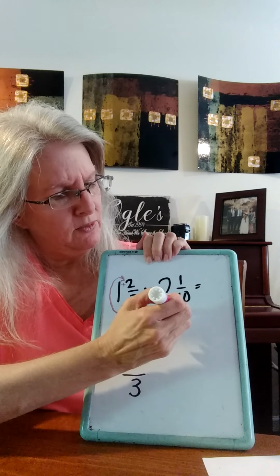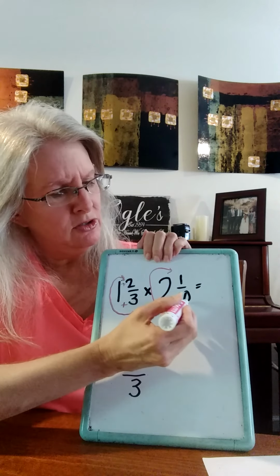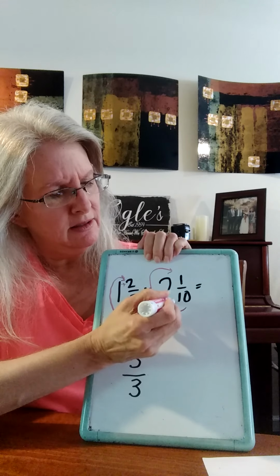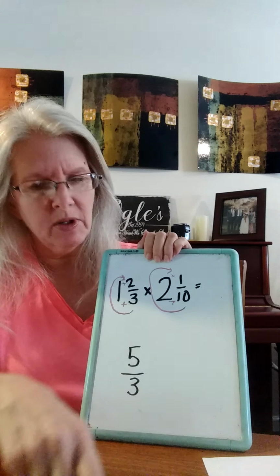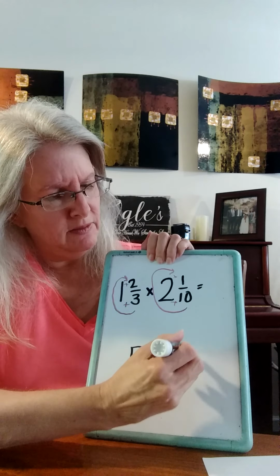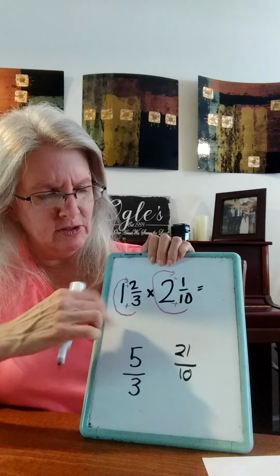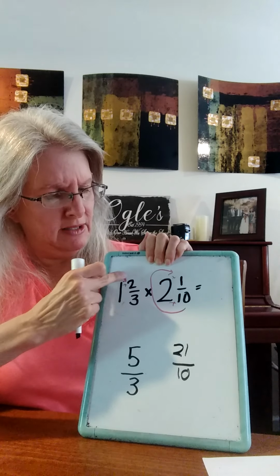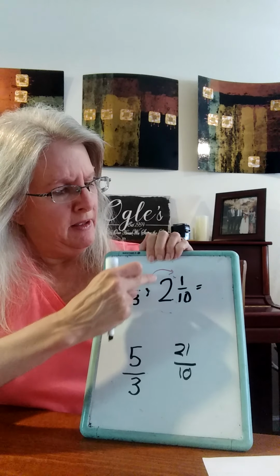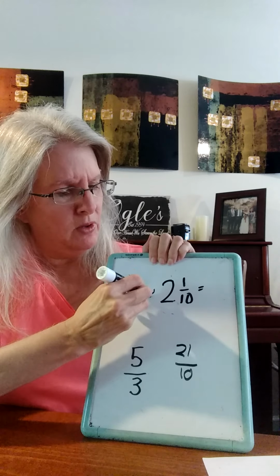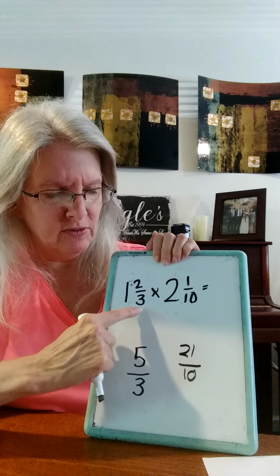We're going to do the same thing. We're going to circle around. 2 times 10 is 20, plus 1 is 21. We have 21 tenths, and we have 5/3. I'm going to erase these because it makes it look a little confusing. Let me talk you through that step one more time, just in case you were confused.